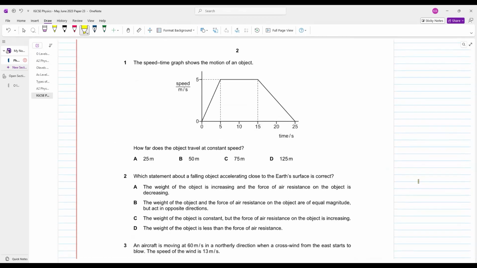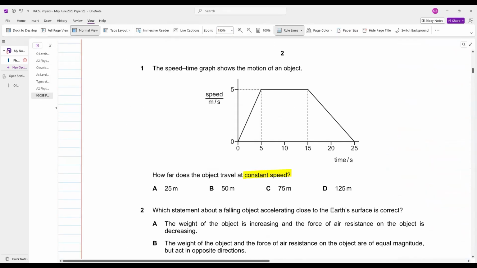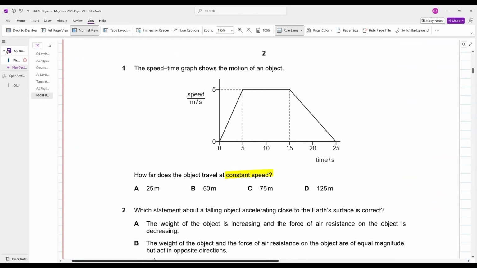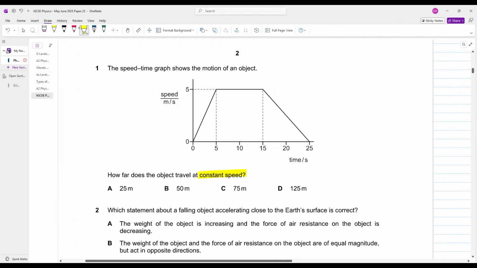The speed time graph shows the motion of an object. How far does the object travel at constant speed? So first of all, you need to remember one simple key point. You might know the area under speed time graph is equal to your distance. Beta, area under speed time graph is equal to your distance.